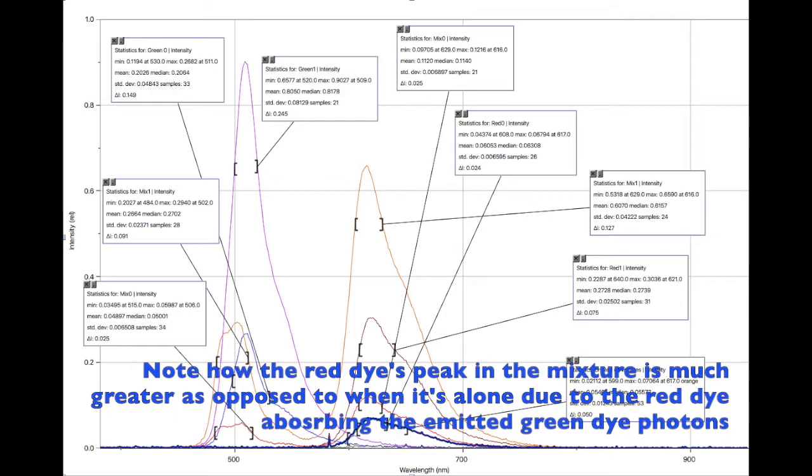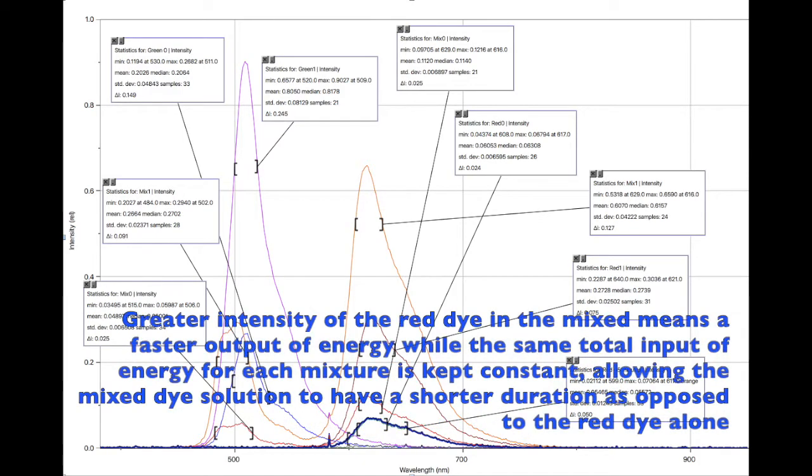The mix will also cease fluorescence before the red dye because the red dye absorbs photons from the green dye's emissions, causing the red dye to emit energy at a greater rate until the input energy for the green dye is depleted. Finally, the red dye will have the longest duration because it emits lower energy photons at a lower intensity.